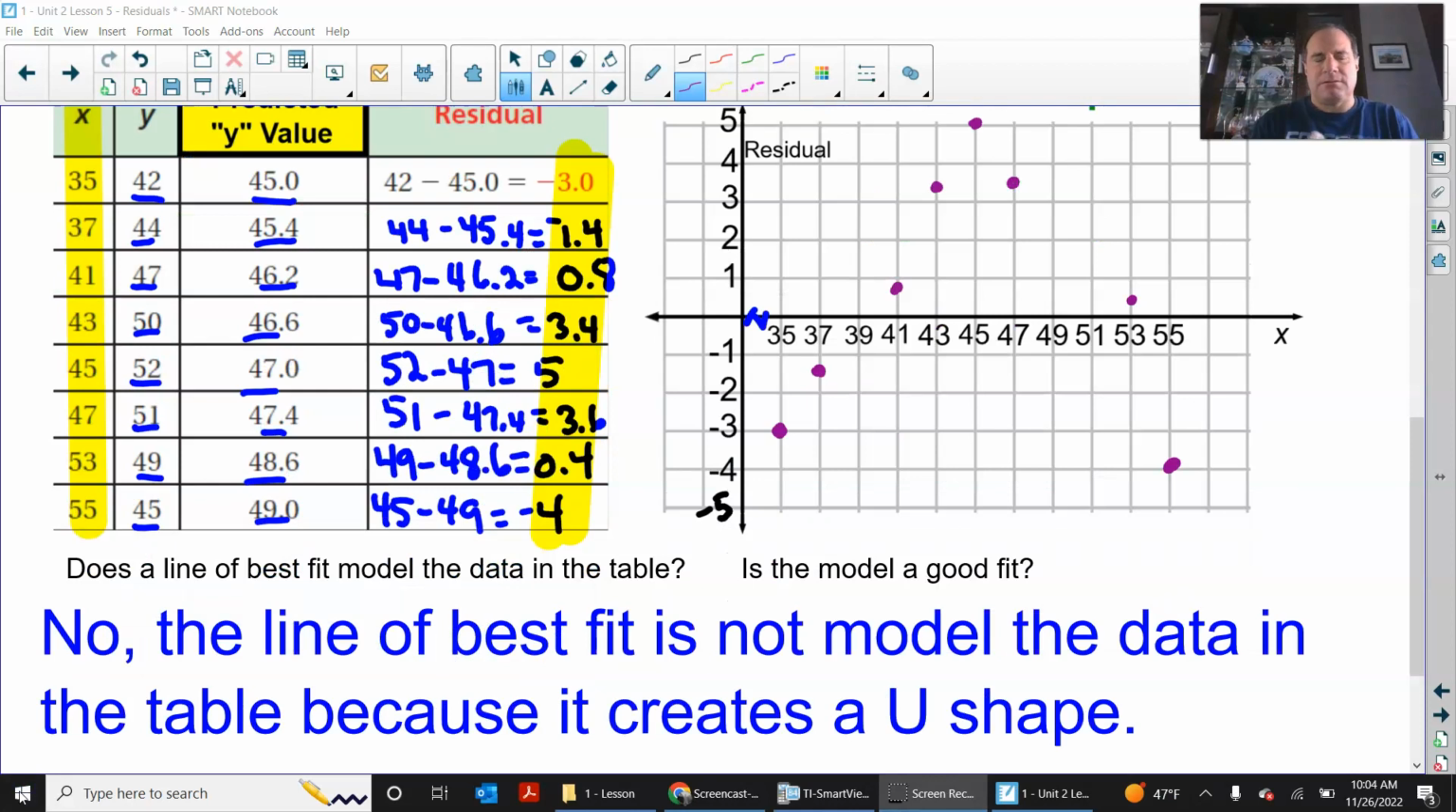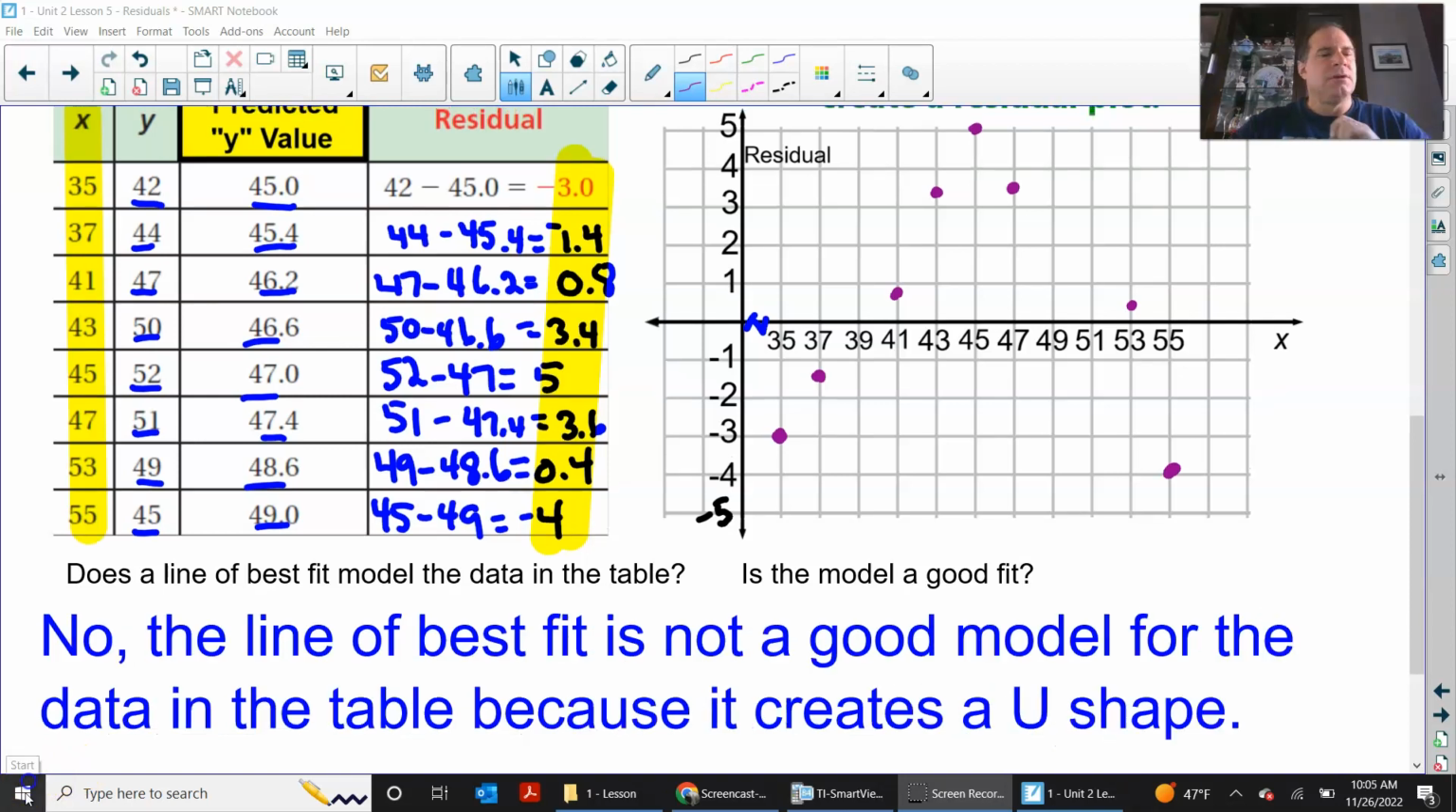And that's what I was typing there. No, the line of best fit is not a good model for the data in the table because it creates a U shape. So if you are absent and you want to copy that down, this is exactly how you answer a question like this. No, the line of best fit is not a good model for the data in the table because it creates a U shape. And that's it.